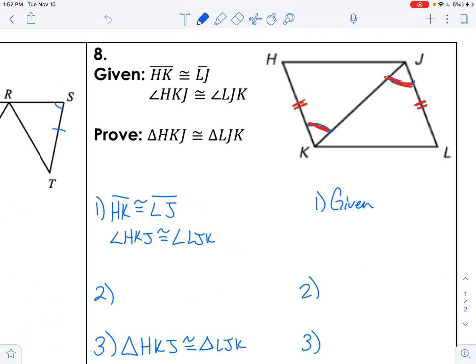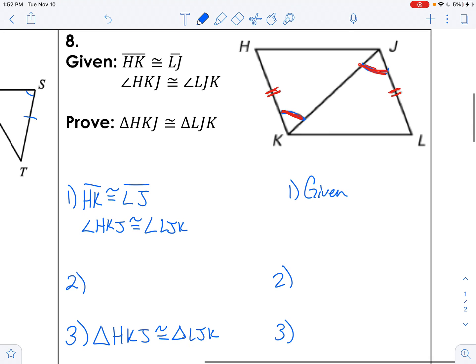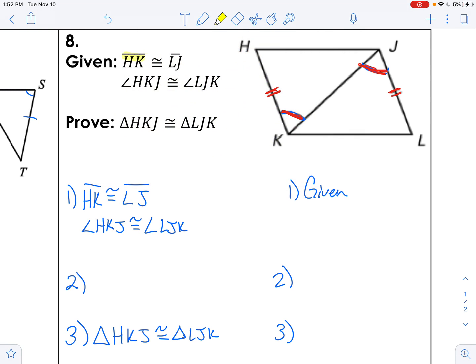Alright, let's talk about our proofs. We're going to start with 8, and then we'll go back to 7. So again, when you're doing a proof, the first thing you need to do is copy down your given line. It's the most important thing you can do. Get down, what am I given? And then we'll mark up our picture here.